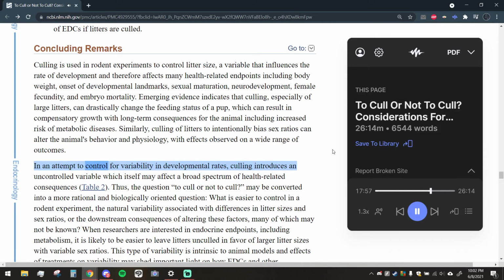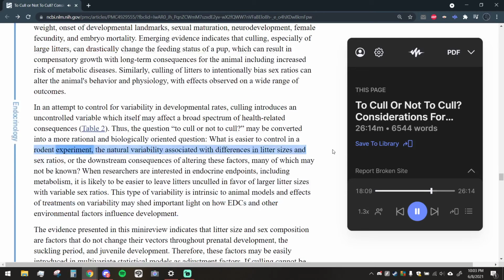In an attempt to control for variability in developmental rates, culling introduces an uncontrolled variable which itself may affect a broad spectrum of health-related consequences. Thus, the question to cull or not to cull may be converted into a more rational and biologically oriented question. What is easier to control in a rodent experiment, the natural variability associated with differences in litter sizes and sex ratios, or the downstream consequences of altering these factors, many of which may not be known?